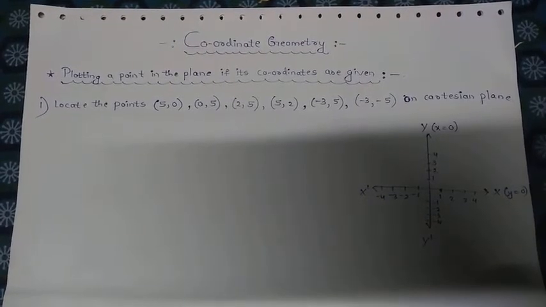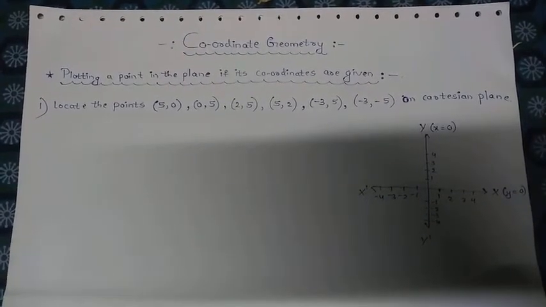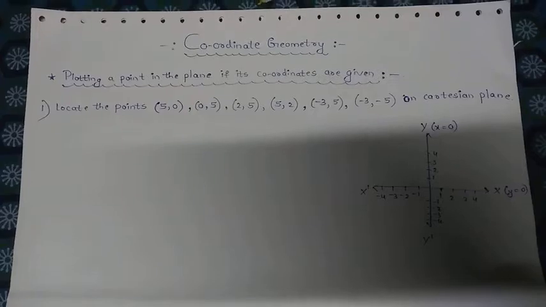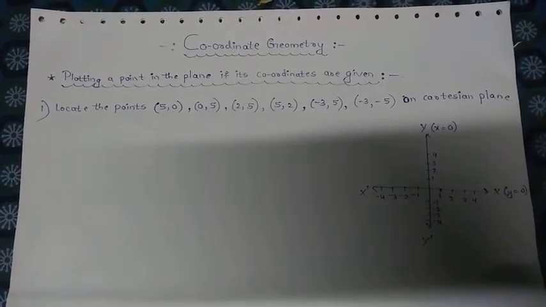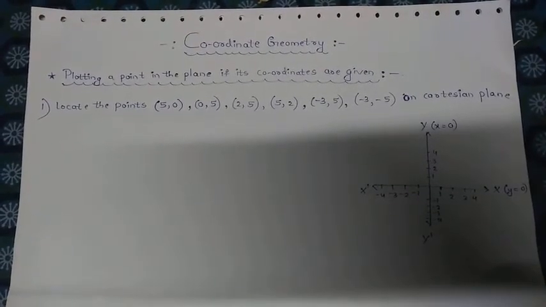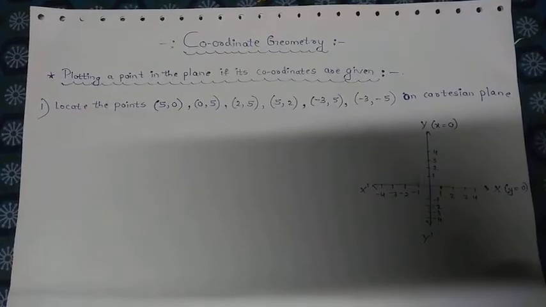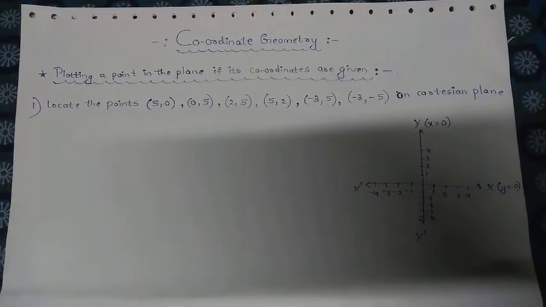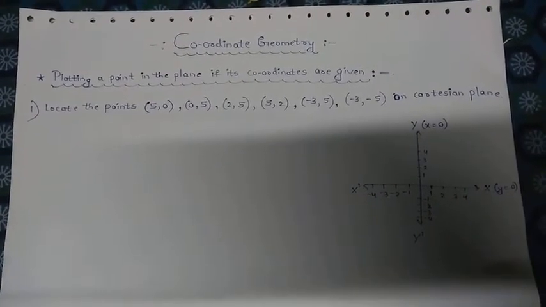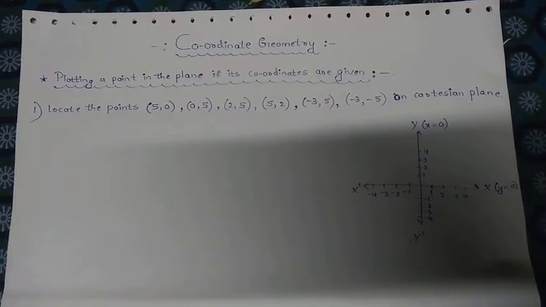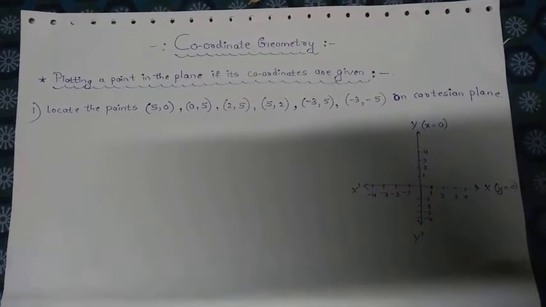Coordinates give the exact location of a point. We have two coordinates, namely the x coordinate and the y coordinate. The x coordinate is the distance of the point from the y-axis and the y coordinate is the distance of the point from the x-axis.